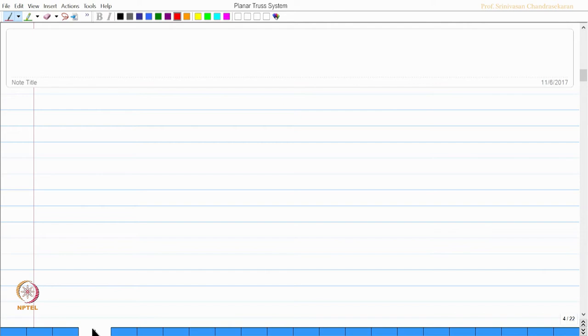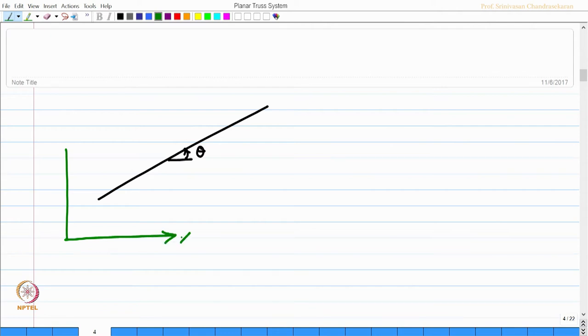Having said this, let us try to draw the transformation between the global and the local axis. Say this is the truss member inclined at an arbitrary angle theta. There is a style of marking this theta, because this theta should always be measured with reference to the global axis. It means what is the inclination of the local axis x m with reference to the global axis x. So, the angle of inclination theta is from the capital X to the small x.